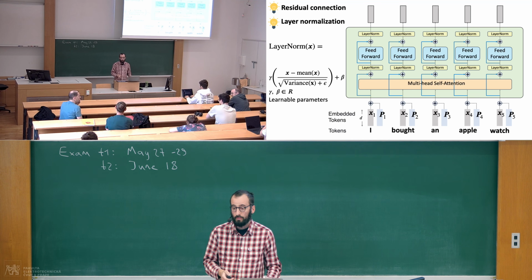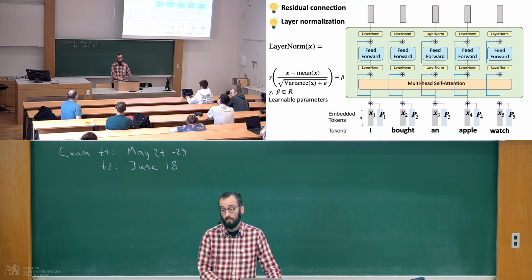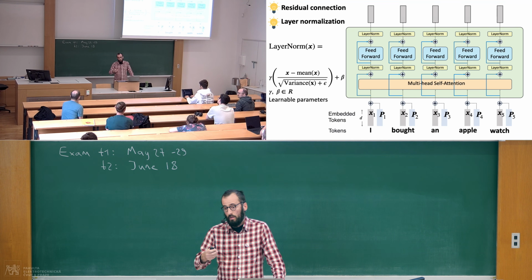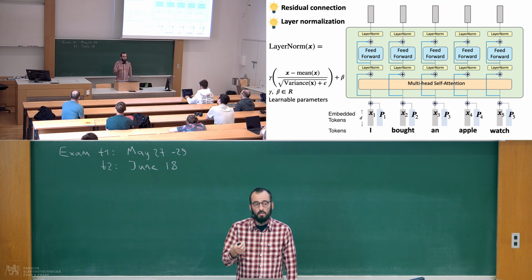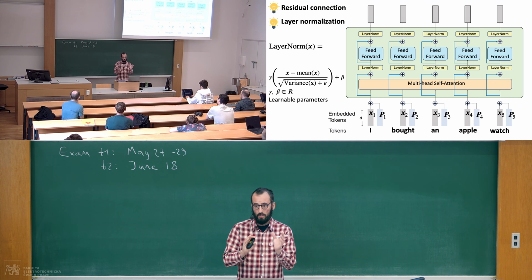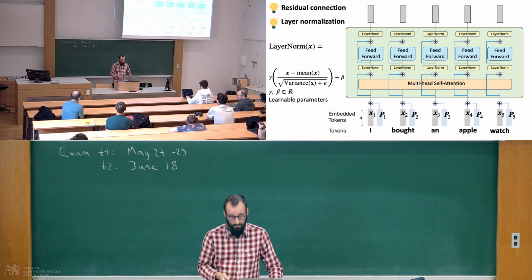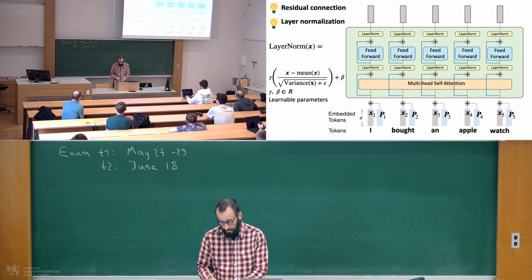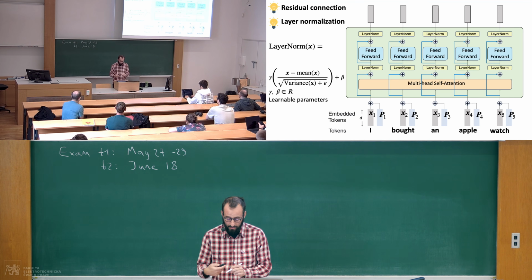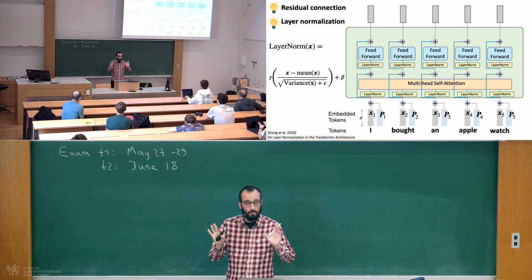So is it per token? Yeah, it's per token. And it behaves differently from batch normalization at test time, because for batch normalization there is a discrepancy between train and test time: during testing you normally don't have a batch. But here it's the same because it always acts per token.